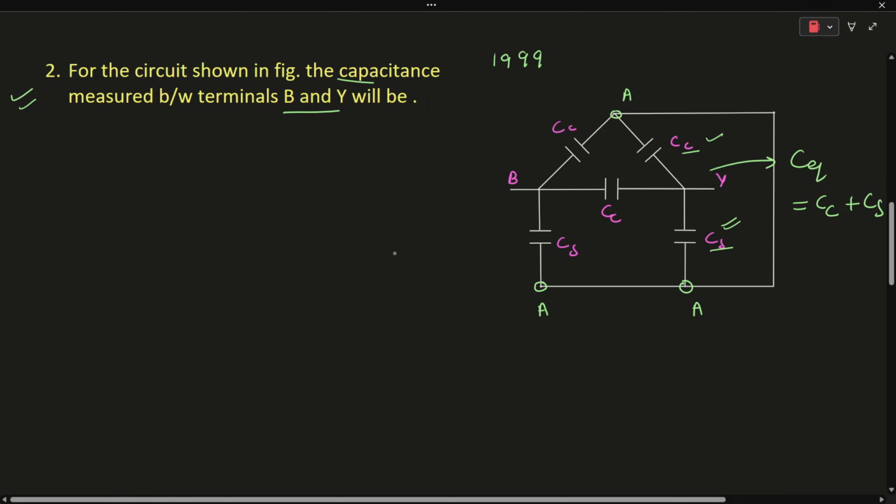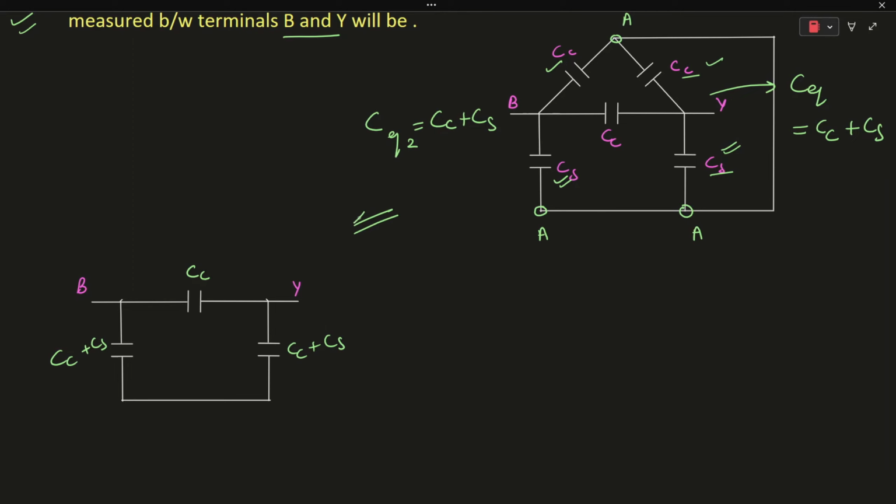Okay. Similarly, these two capacitors are also connected between the same nodes. Hence, the equivalent capacitance, let's say C equivalent, is also equal to CC plus CS. Okay. On simplifying this diagram, we are getting this network. So as you can see, these two capacitors are connected in series. It means that their equivalent capacitance will be equal to CC plus CS upon 2.